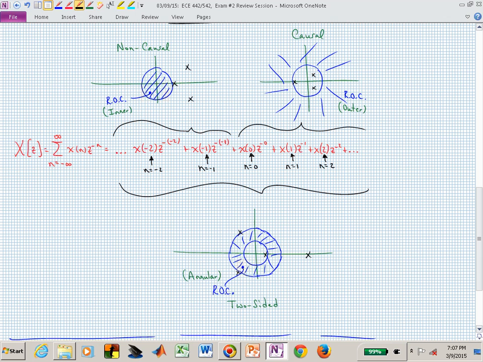Whether your time sequence is bounded or unbounded is another issue. Is that clear? You can figure out what kind of side you have in terms of your sequence, independent of whether it's a bounded or unbounded waveform in time. That's what I want you to make sure you're clear on.